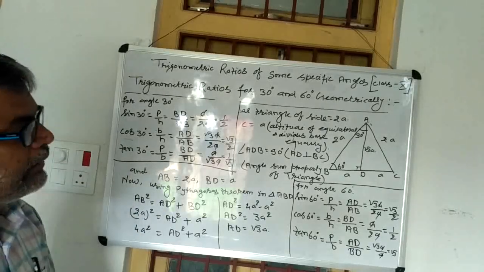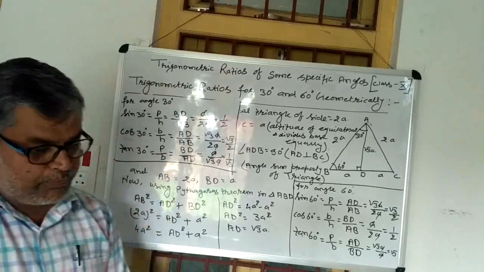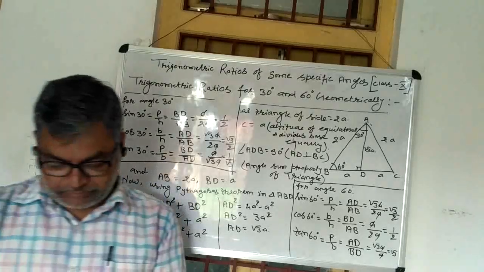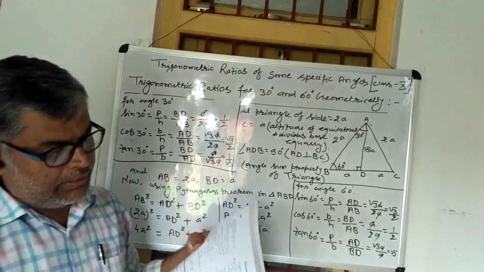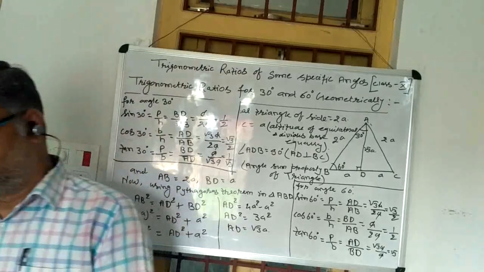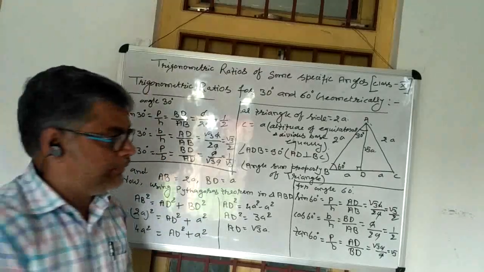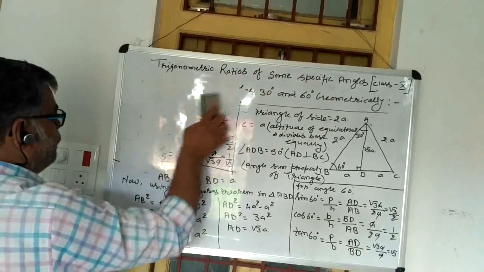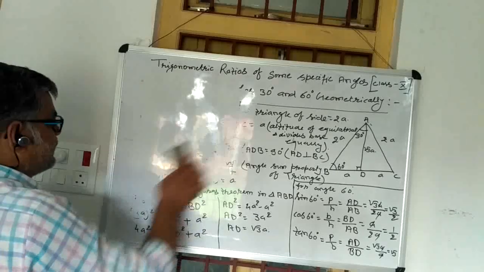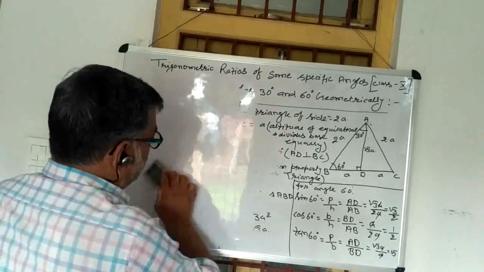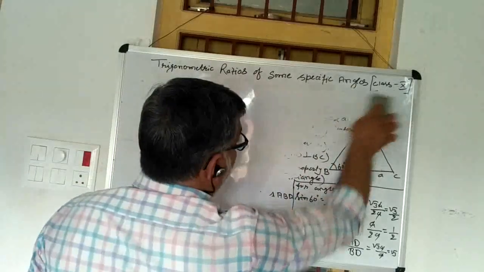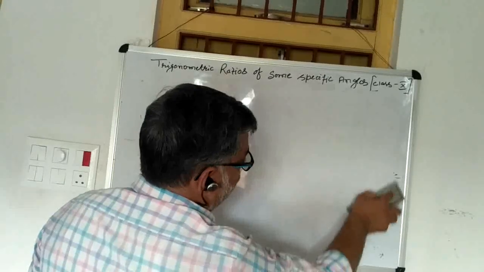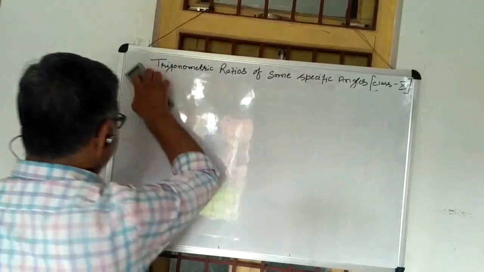Now we need to find the value of trigonometric ratios for 45 degree geometrically. Trigonometric ratios for angle 45 degree. Let's see. Now we have found the values of 30 degree and 60 degree together. Now we are going to find the value of trigonometric ratios for the angle of 45 degree.